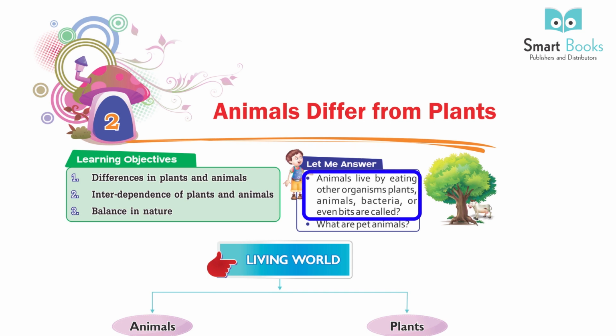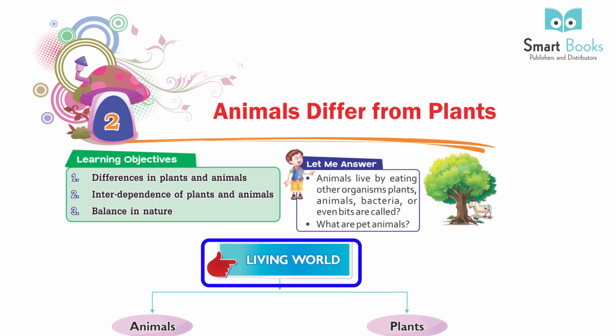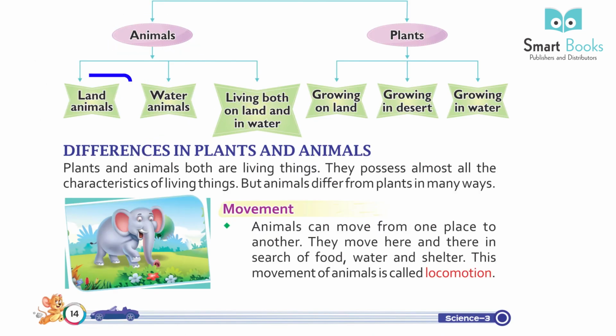Let me answer. Animals live by eating other organisms. Plants, animals, bacteria, or even pets are called living things. What are pet animals? Living world: animals (land animals, water animals, living both on land and in water) and plants (growing on land, growing in desert, growing in water).